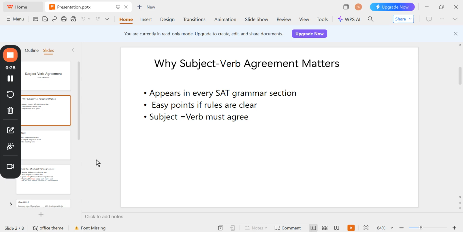As you see on the slide, these rules appear in every SAT grammar question, so understanding them clearly can really help you to earn easy points. The main idea is simple: the subject and the verb must agree, singular with singular, plural with plural. Keep this in mind as we move through the slides.